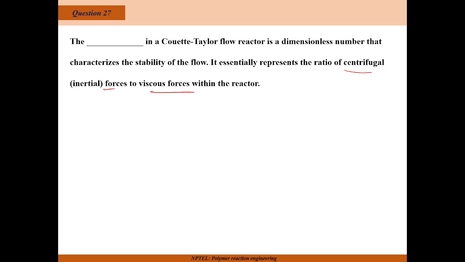As we were told here also, we are basically controlling the shear flow, some kind of flow, so that can be related. But there is a particular number that is defined for this Couette-Taylor flow reactor. It is called the Taylor number. The value of this Taylor number determines the stability of the flow.